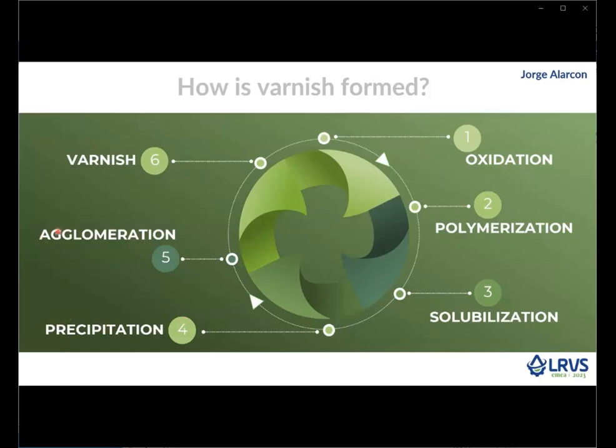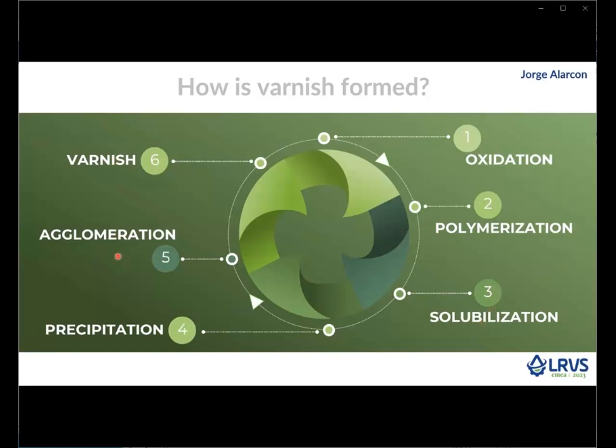When all these come together, we will have the last point, which is agglomeration. When agglomeration happens, the problem is really late to work with in some cases. When we talk about agglomeration, we're talking about large chains of these byproducts that were created here that are not easily soluble in the oil anymore because of the high molecular weight. And this is how we came up to varnish, right? Varnish may have different forms, different colors, different states.